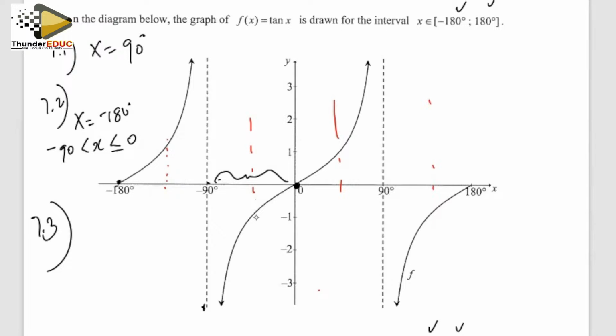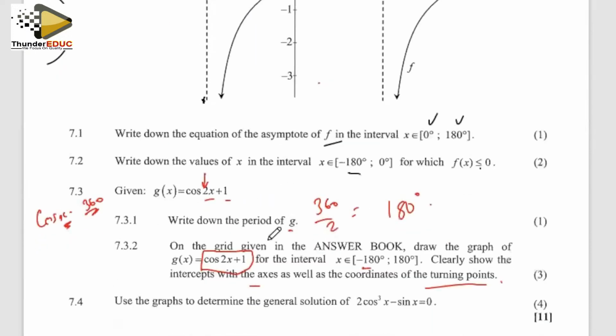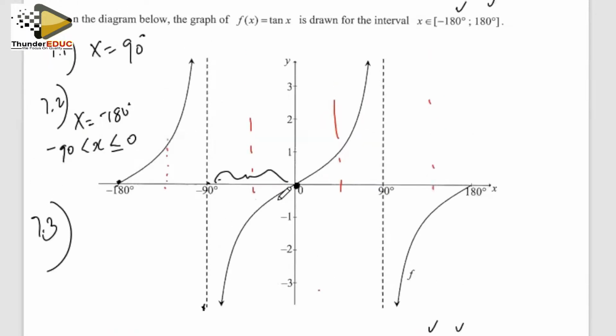So in the table, f of x, they told us, is cos 2x plus 1. So g of x we don't have. We're starting from negative 180 and ending at positive 180, using steps of 45. Okay, so at negative 180, I'm having a positive 2. Then at negative 135, I'm having a 1, which is there.